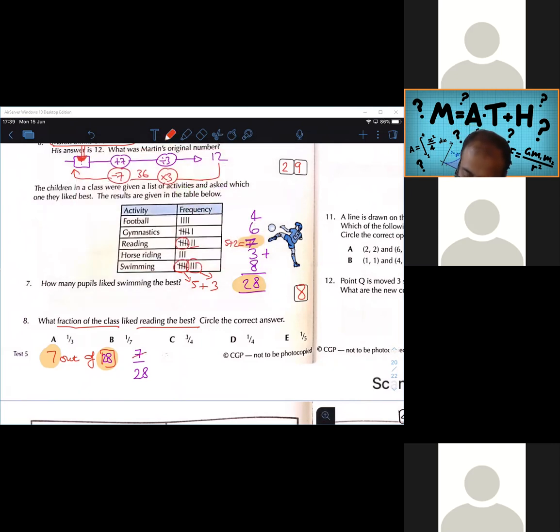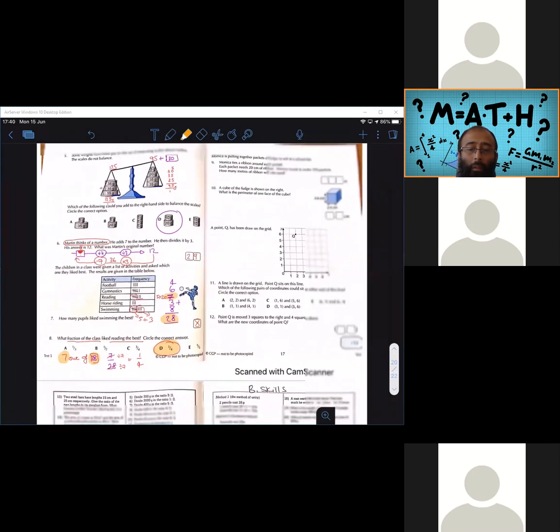Okay, so we divide this by 7. We divide this by 7. That gives you 1 over 4. So the answer is D. Why is the answer 1 over 4? Because we are cancelling the fraction down and it cancels by 7. And that's the end of question number 8.